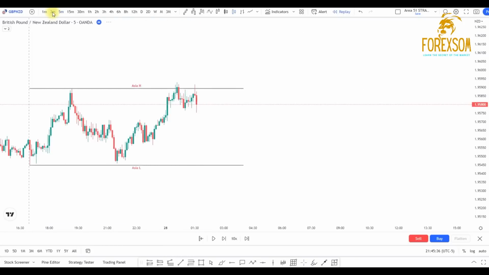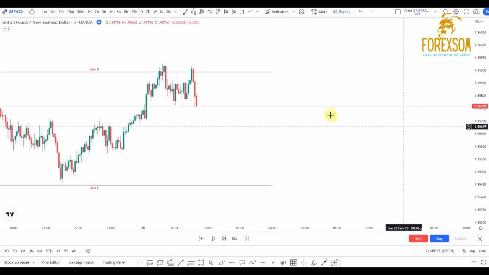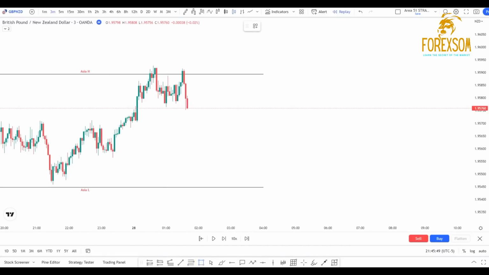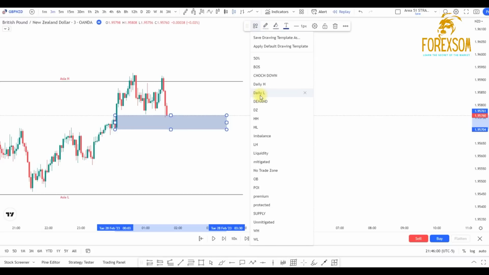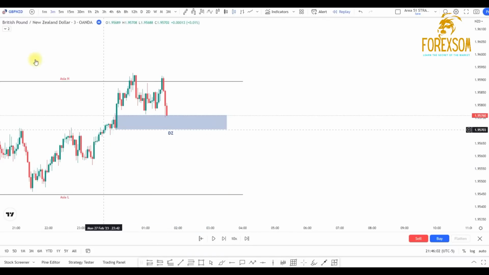I'm going to go to the 3-minute time frame to identify if the Frankfurt or the London candle closed above the Asia session. Now that I see the candle closed above the Asia session, I'm going to go ahead and mark my unmitigated demand zone, and I'm going to show you guys how it looks. Once I mark my unmitigated demand zone, I'm going to go all the way down to the 1-minute time frame.